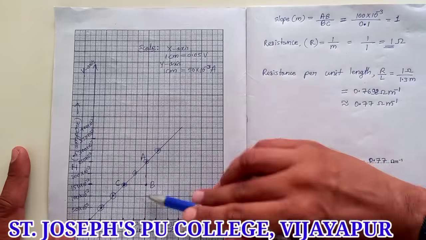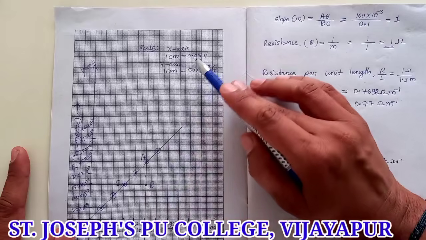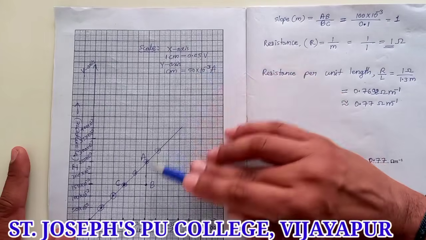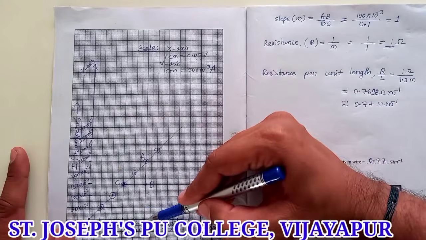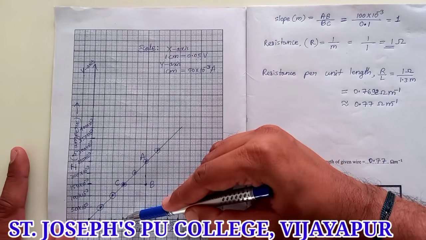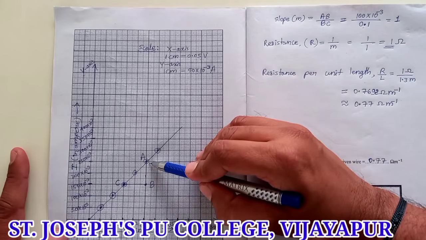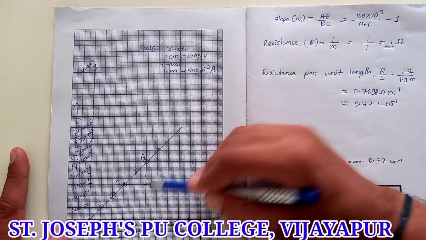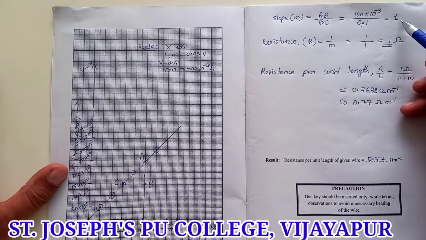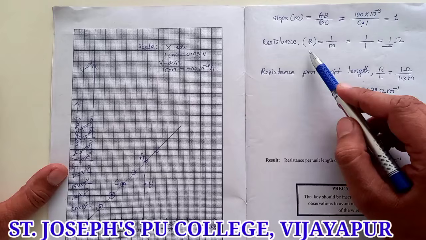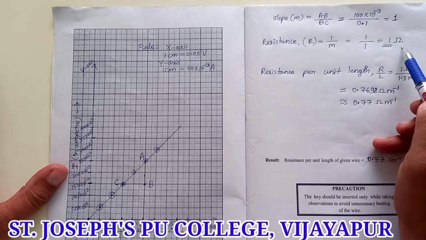Next, the BC value means length into scale. Length is 2 centimeter into scale 0.05, total 0.1. Or you can directly take the difference between these two, 0.25 minus 0.15, that is 0.1. So 250 minus 150 is 100 into 10 to the power of minus 3. If you calculate it, you will get a slope of 1. Next is resistance, using the formula R equals 1 by m. So 1 divided by 1 is 1 ohm.